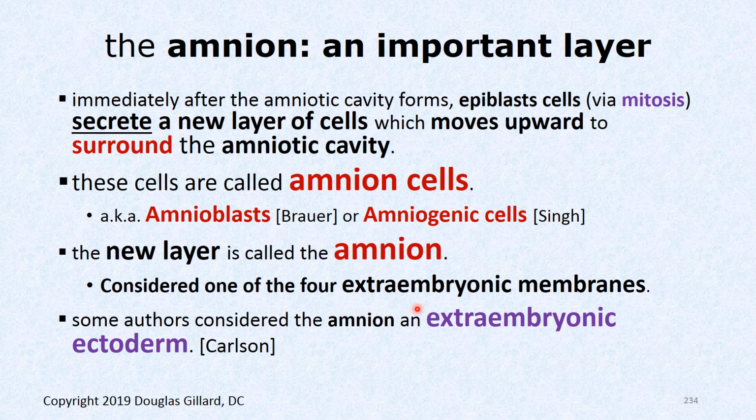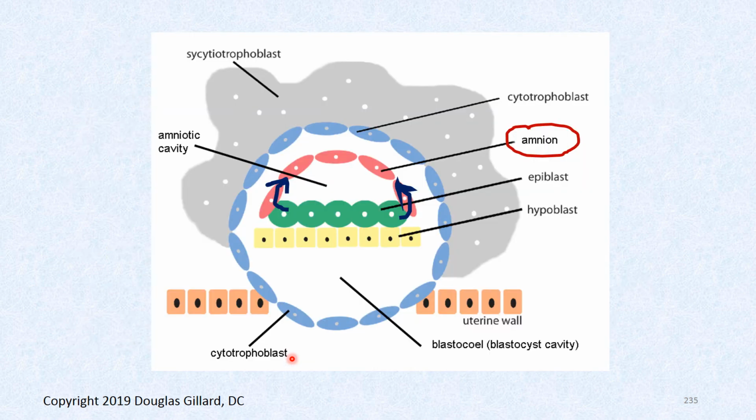So the new layer is called the amnion. It's one of the four extraembryonic membranes. Some authors consider the amnion an extraembryonic ectoderm. So it's a super important layer, as we'll see. It helps with folding. It's super important with folding.